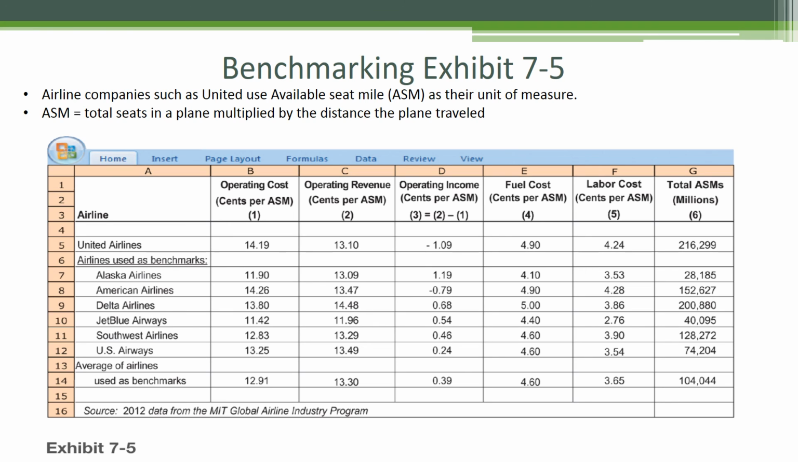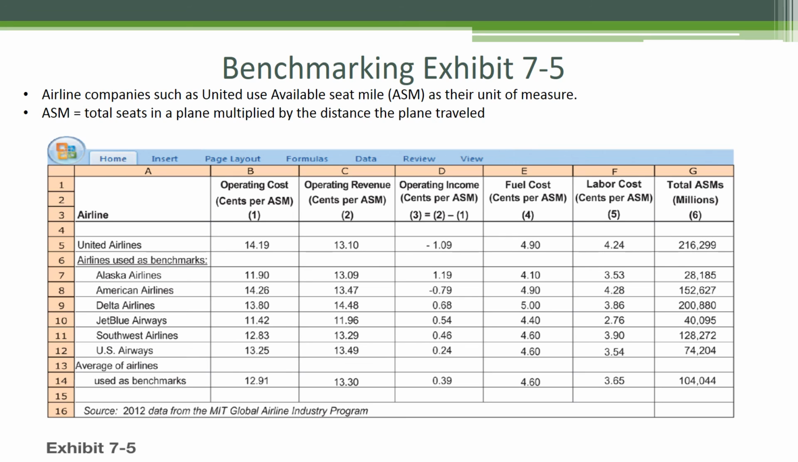United's actual operating cost of 14.19 cents per ASM, which is reflected in column B, is above the average operating cost of 12.91 cents per ASM of the 6 other airlines. In addition, United's operating cost per ASM is 24.2% higher than JetBlue Airways, the lowest cost competitor, at 11.42 cents per ASM. This is calculated by taking 14.19 minus 11.42, divided by 11.42.